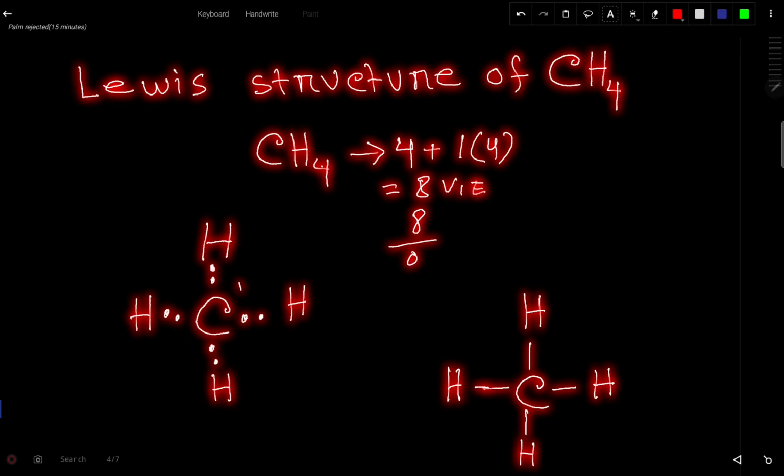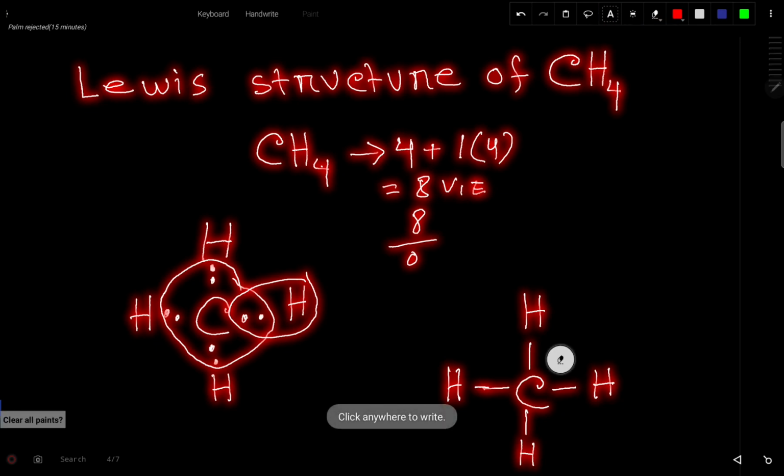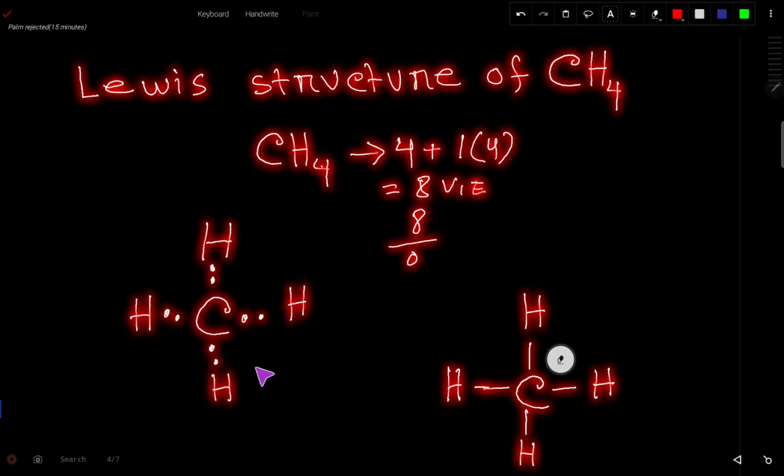Now check for octet. This carbon has achieved an octet, right? And every hydrogen has achieved a duet. So we can say that this is the Lewis structure of CH4. We can express this bond pair as a dash. So we have 4 bond pairs, so we can draw 4 dashes. So this or this is the Lewis structure of CH4.